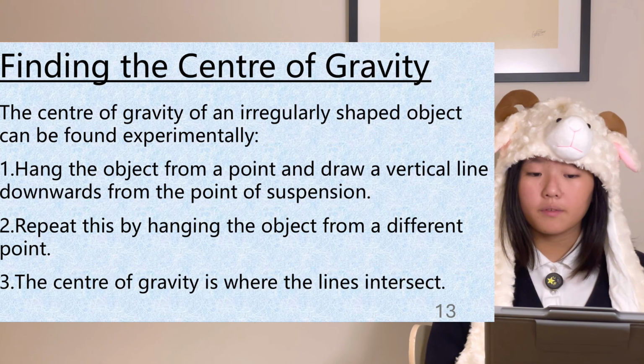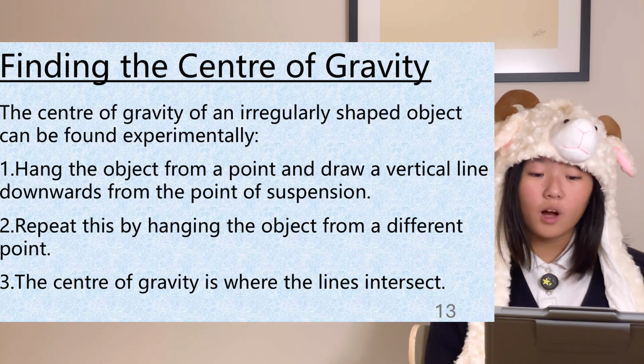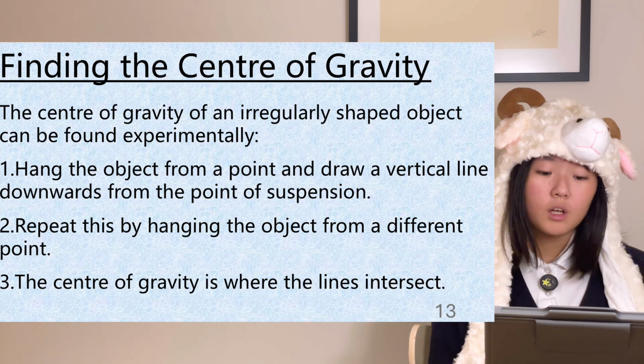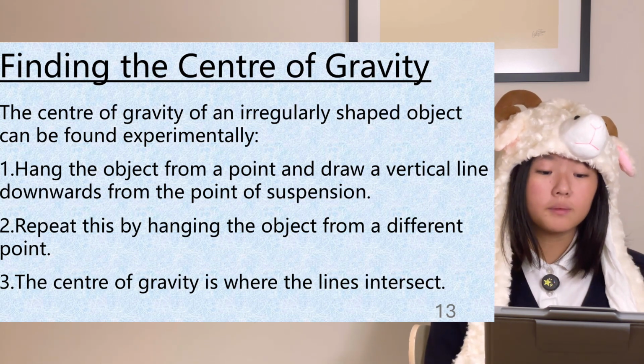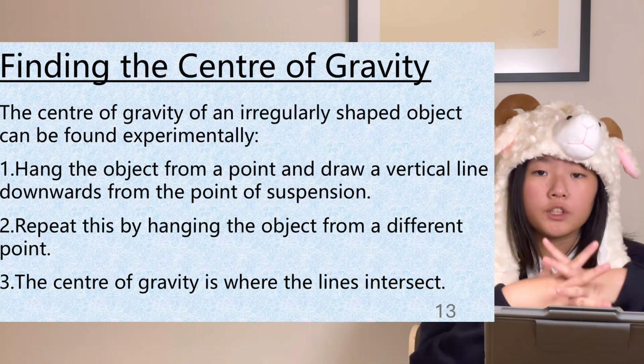The center of gravity of an irregularly shaped object can be found experimentally. You hang the object from a point and draw a vertical line downwards from the point of suspension. Repeat this by hanging the object from a different point. The center of gravity is where the lines intersect.